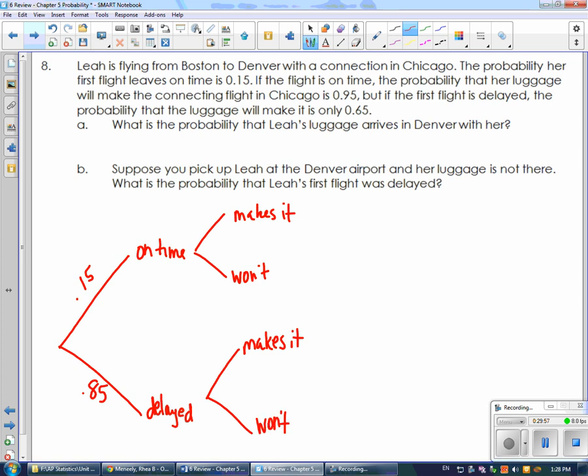Okay, so then if we take a look at the next sentence, it says, if the flight is on time, so I'm looking at this path here, the probability that her luggage will make the connecting flight in Chicago is 95%. That means 5% of the time it won't. If the first flight is delayed, now I'm on this path, then the probability that the luggage will make it is only 65%. That means 35% of the time it won't make it. And we want to know the probability that the luggage will make it.